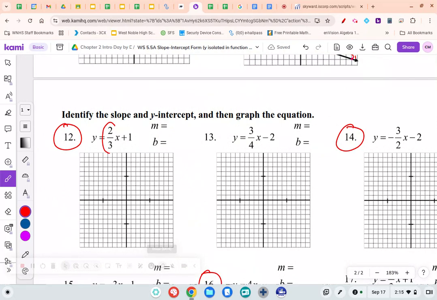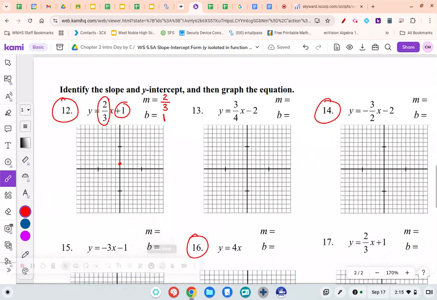So our slope, once again, is always in front of x. That is our m value. We have 2/3. B is the number added at the back, plus 1, or subtracted sometimes. B, as it said, is where we begin. So you plot a point on the y-intercept. Remember, you always begin somewhere on this line. Do not begin somewhere on this line.